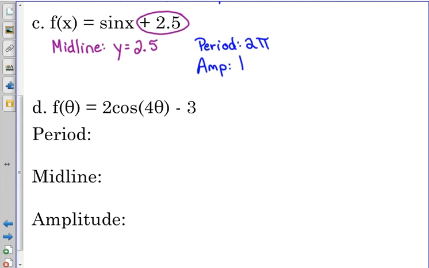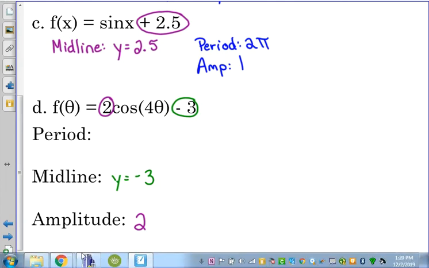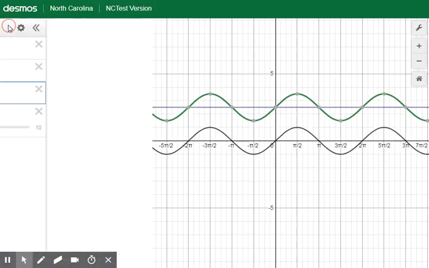So we're going to graph this one, but let's see what we can maybe fill out before we graph it. Midline. What do you think the midline is going to be of this last example? -3. What do you think the amplitude is going to be? 2. Amplitude is 2. Period, that one's a little tricky. Since I didn't show you how to calculate it, let's actually look at the graph.